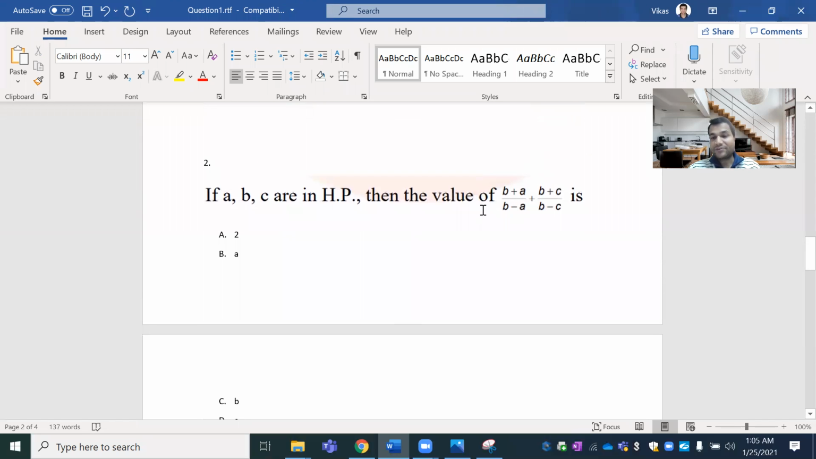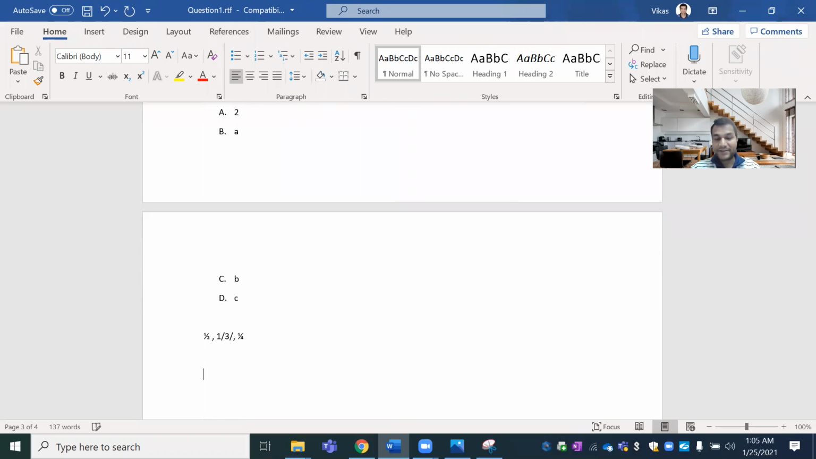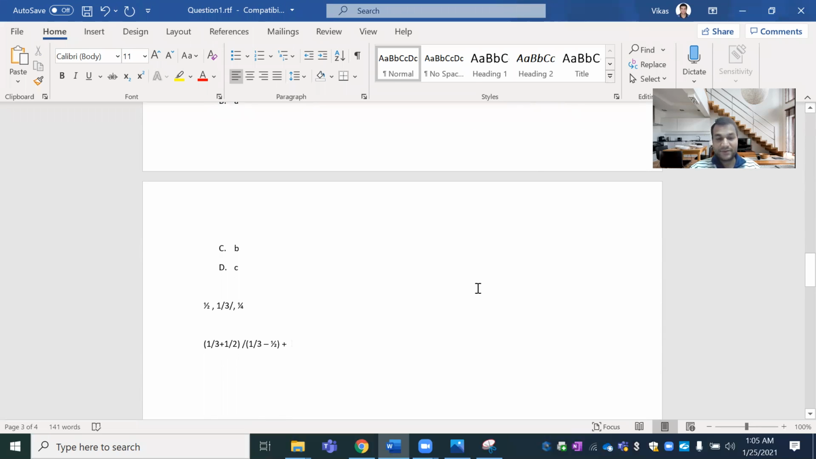Now, when you calculate the value of b plus a, b minus a, it will become 1/3 plus 1/2 divided by, let's take a bracket for clarity, 1/3 minus 1/2, and then we go over here and it is b plus c. B plus c means it will become 1 by 3 plus 1 by 4, right? And then divided by 1 by 3 minus 1 by 4.